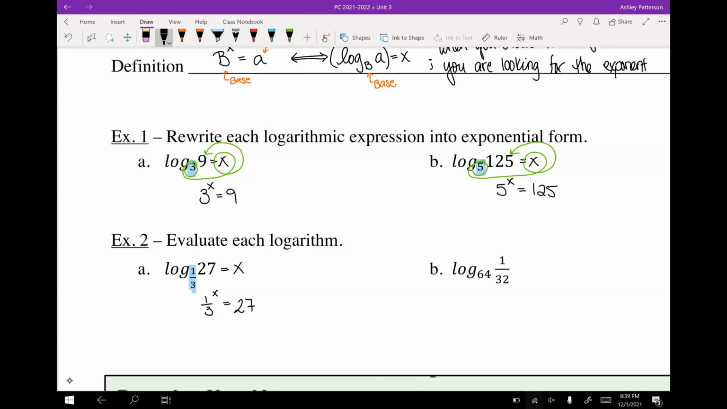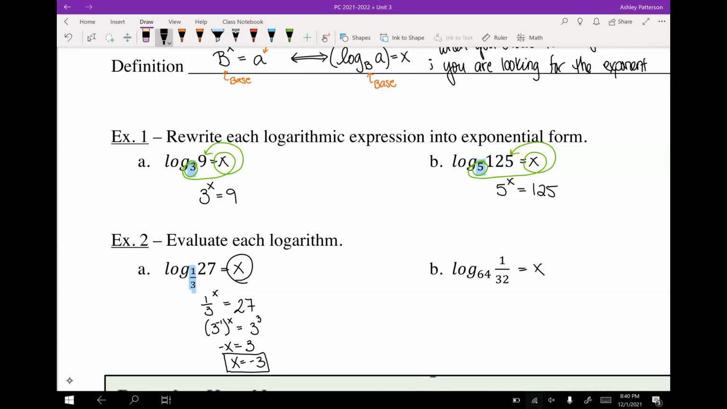Rewrite it. We know that 1 over 3 can be rewritten as 3 to the negative first. And we know that 27 can be rewritten as 3 cubed. This leads us to have negative x equal to 3, because now, since our bases are the same, we're focusing on those exponents. So we get x is negative 3. That's what this logarithmic expression evaluates to. Now, we made it into an equation, but that's okay, because when you're evaluating a logarithmic expression, what are you looking for? The exponent. So I just set it equal to x.